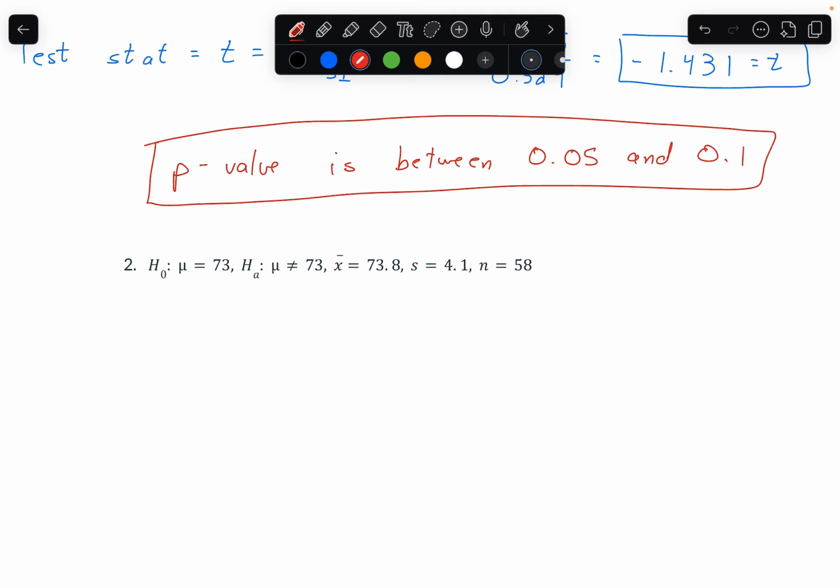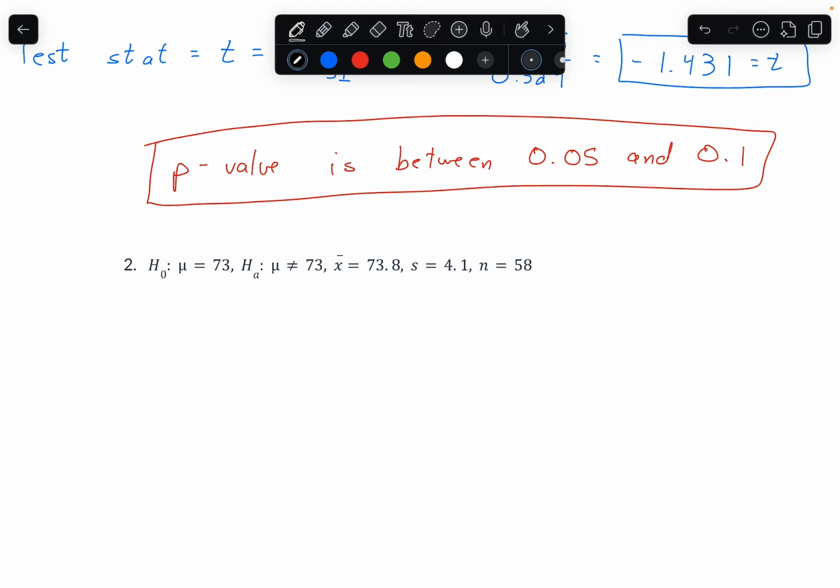I would encourage you to pause the video at this point and try and calculate what is my standard error, what is my test statistic, and see if you can find that estimate for the p-value here. So go ahead and pause it real quick and then come back, check your answer in just a moment. All right, congratulations, you've tried the problem.